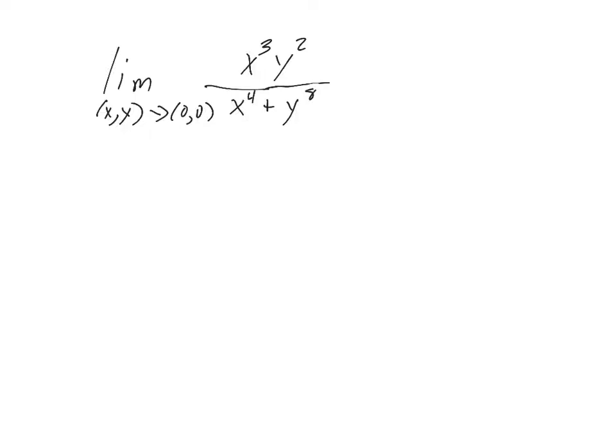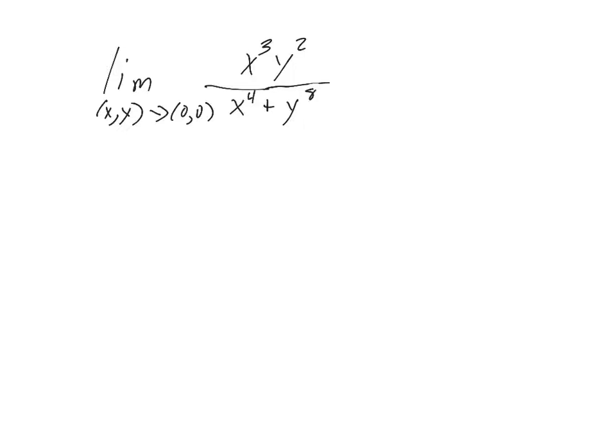Hello everyone. So I wanted to give you one more example of some of the weirdness that can happen with limits, multivariable limits, limits being taken on the xy plane. So right here, we've got the limit as x and y go to the origin, so go to 0, 0, of x cubed times y squared divided by x to the fourth plus y to the eighth.